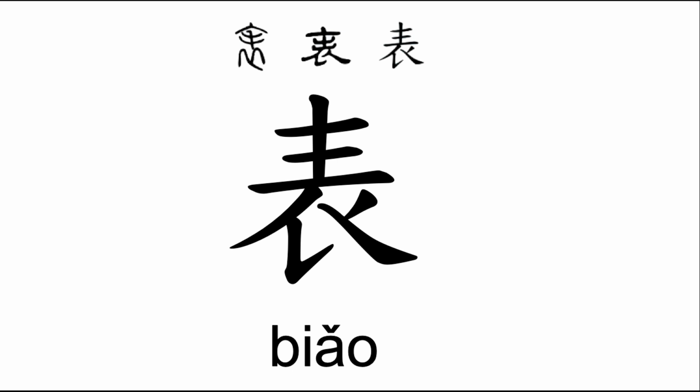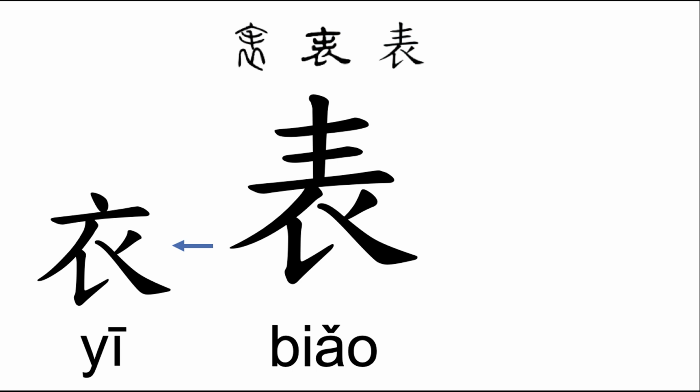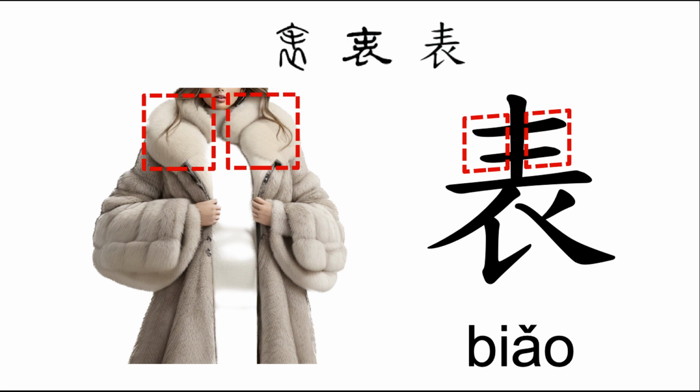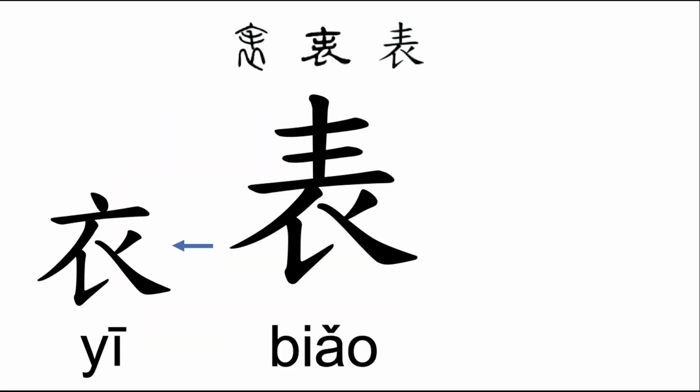When writing the character 表, keep in mind that the lower part is the character 衣 meaning clothes. This essentially depicts the strokes that come out of the collar's edge. The strokes above the shirt represent the fur on the outside of the coat. Always follow the conventions of Chinese writing: begin from the top, proceed from left to right, and start with the fur on the outside of the shirt before outlining the collar.